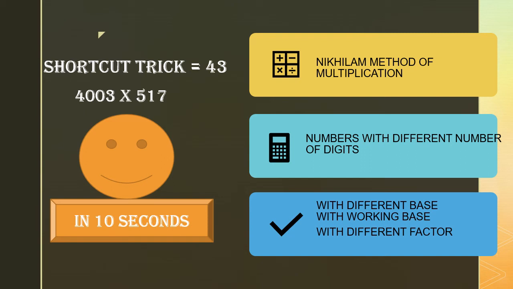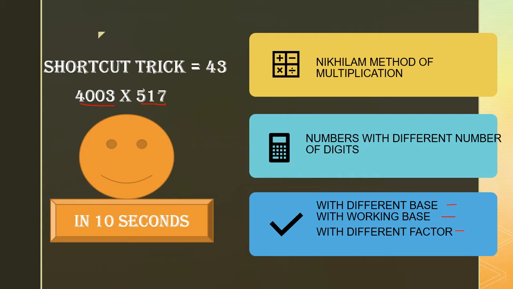In this video, we are discussing the Nikhilam method of multiplication for numbers with different numbers of digits, like 4003 multiplied by 517. The other thing associated with these numbers is that we have to take a different working base for them, and the factor is also different.